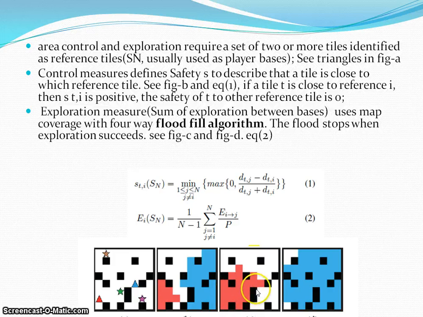So these two figures show the flood from the red one to the blue one and the blue one to the red one. And finally, we add them together to be the value of the exploration measure. So the larger the exploration measure is, the longer the path is, or the more winding the path is.